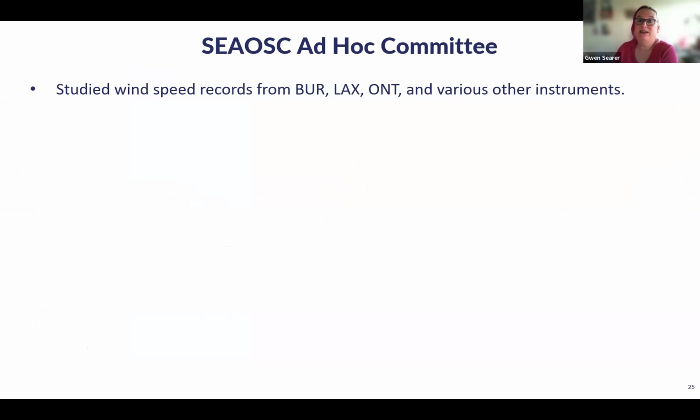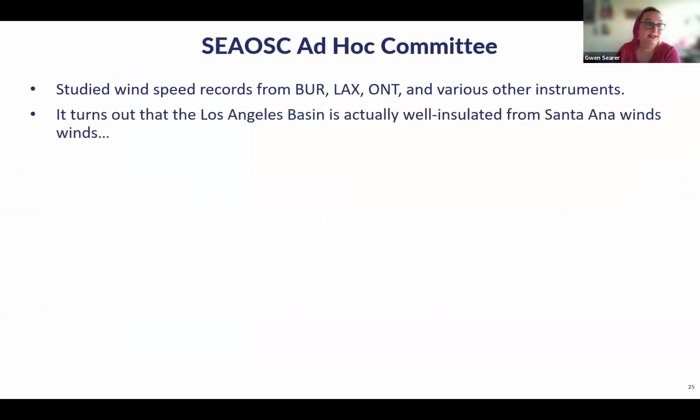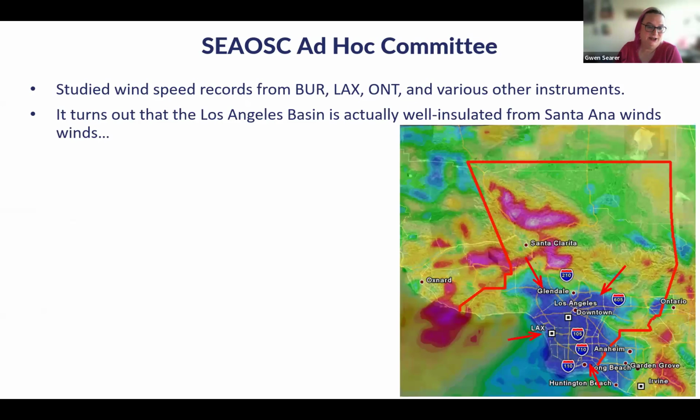So the ad hoc committee studied wind records from Burbank, LAX, and Ontario, and other instruments that we could find. It turns out the LA basin's pretty well insulated from Santa Ana winds. It's in a basin, right? So on the right, you'll see a very colorful plot. It is showing the results of what's called mesoscale modeling of an actual windstorm. And you can see in downtown LA and the surrounding areas, the blue is really not much happening. The yellows and the reds and the oranges are all high wind speeds, and the blues are not.